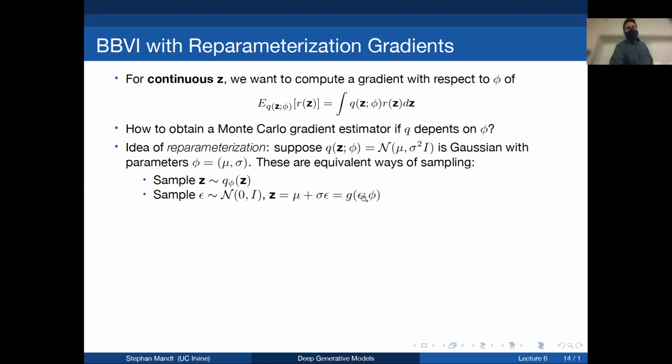So I want to consider a slightly more general setup. Namely, I want to call mu plus sigma times epsilon also g of epsilon with parameters phi. In this case, this is a simple scale and shift transformation of epsilon. And it depends on these variational parameters phi, which were again mu and sigma. So I can just call this g of epsilon and phi.